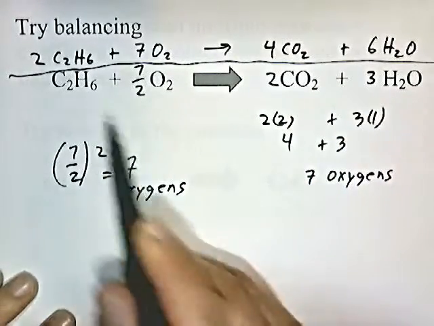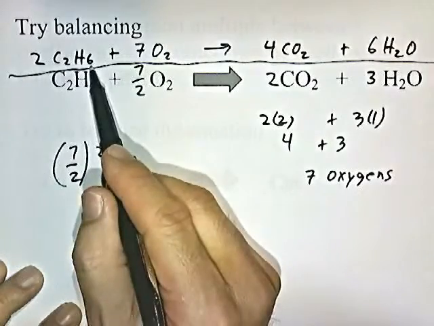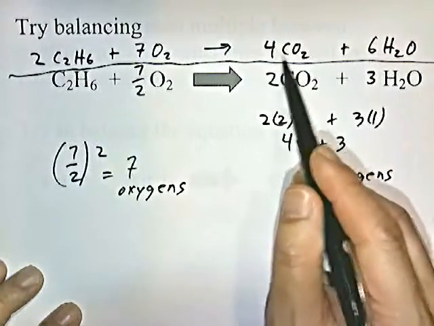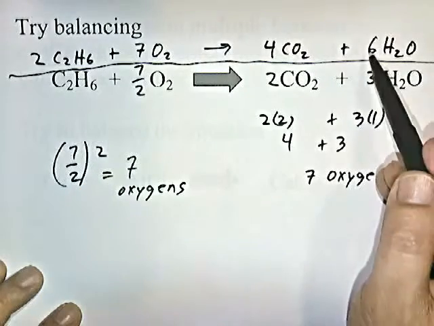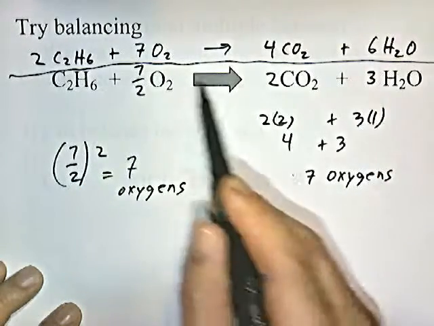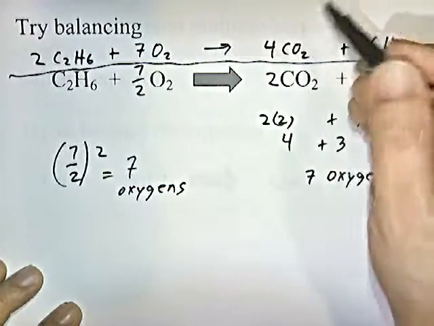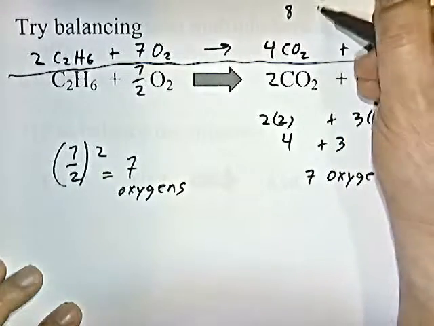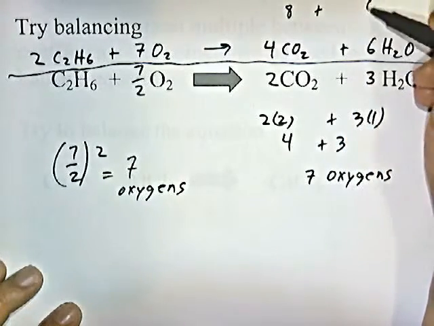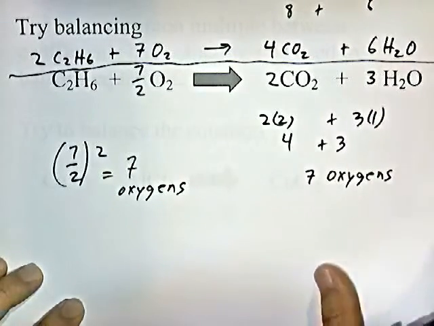If you do it this way, you're going to have 2 times 2, 4 carbons here, and then 4 carbons right there also. 2 times 6 is 12 hydrogens, and then 6 times 2 is 12 hydrogens. 7 times 2 is 14 oxygens, and then 4 times 2 is 8, plus 6, and that'll give me 14 oxygens on this side right here also.